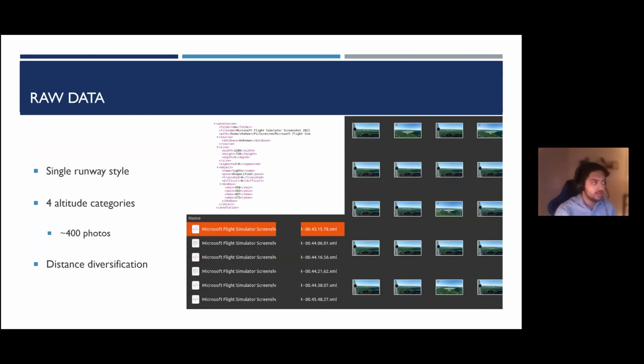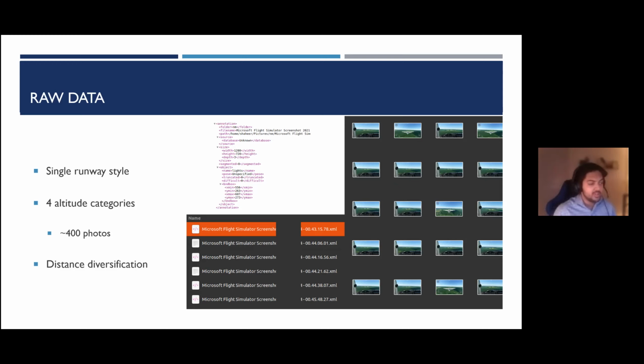So going into the project, some raw data that was captured for the project. I captured around 400 photos from different altitude levels. These had 4 categories. We'll talk about that in a second. And this characterized a single runway style. There are multiple runway styles featuring different widths and lengths for runways. However, this single style could be used across multiple runways that have the same style. But in this data set, we chose one runway.